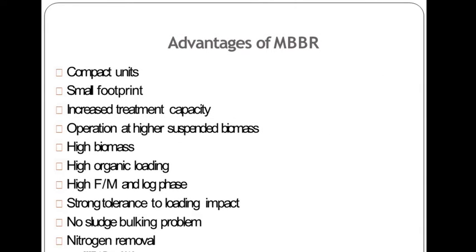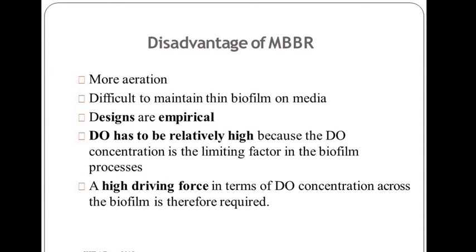Advantages of MBBR. The advantages of this system are: compact units, small footprint, increased treatment capacity, operation at higher suspended biomass, high organic loading, high F/M ratio, strong tolerance of loading impact, no sludge bulking problem, and nitrogen removal. These are the various advantages of the MBBR method.